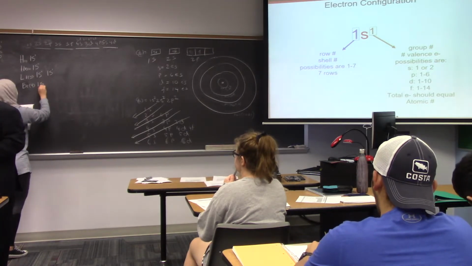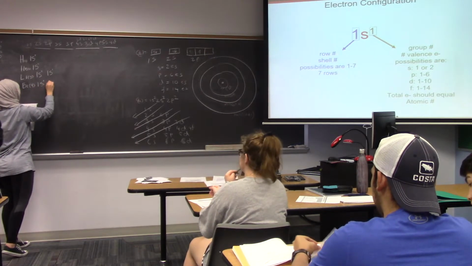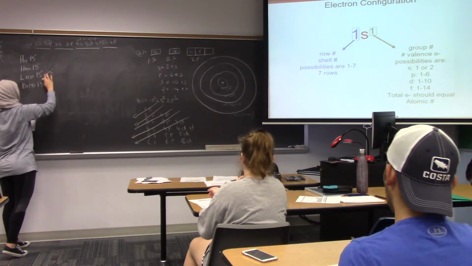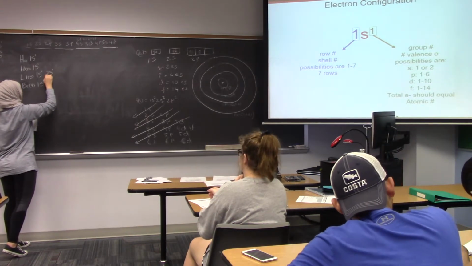This one's located on 5, right? 4 and 5. So what row is it in? The second row, 2p, 1, 2, 3, 4, 5, 6.